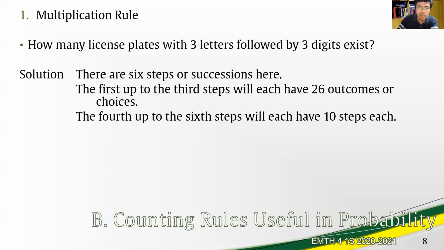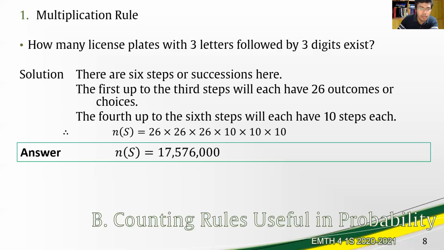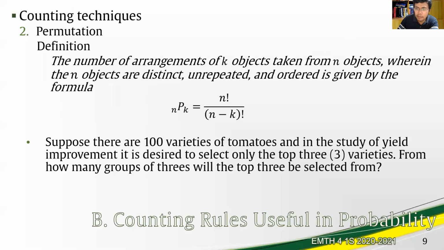The fourth up to the sixth steps will each have 10 outcomes. Why? Because we have the digits 0 to 9. So the number of elements of the sample space would be 26 times 26 times 26 times 10 times 10 times 10. And that should give you 17,576,000. Wow, that's a lot of vehicles. I don't know if EDSA could contain that.